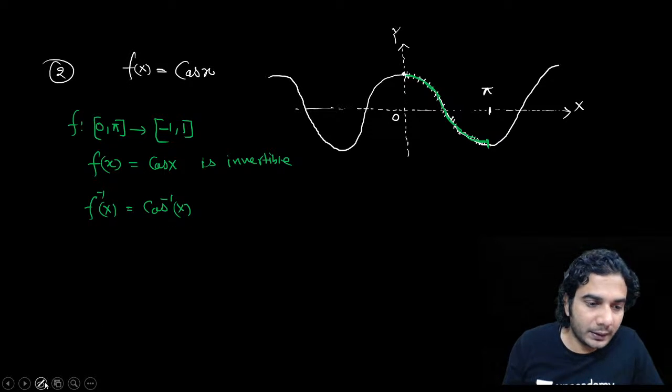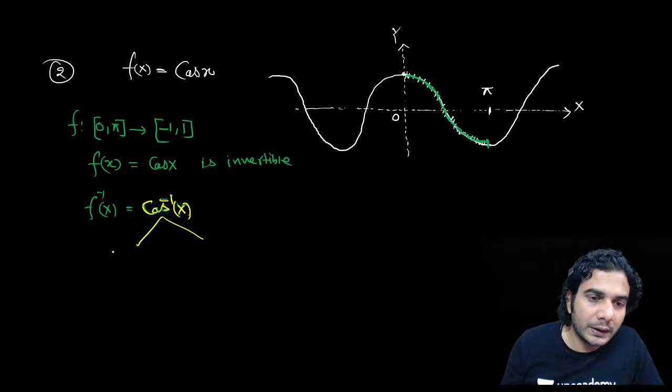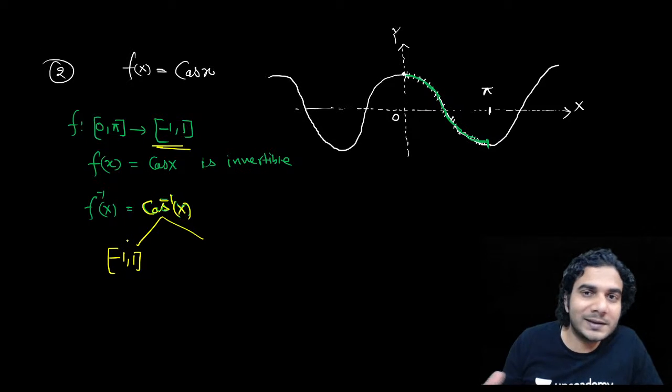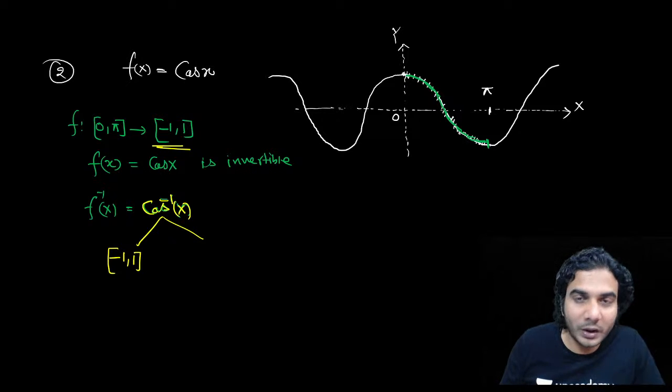Now what is the domain? Let me write the domain. So we write inverse of cos as cos inverse x. The domain of cos inverse will be the range of cos, here you can see minus 1 to 1. Whatever was the range of sine and cos is going to be the domain, and that will happen in other functions also. Like in tan, the range is all real numbers, so that is going to become the domain. But the range will be different.